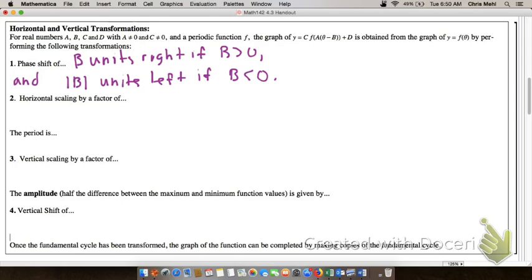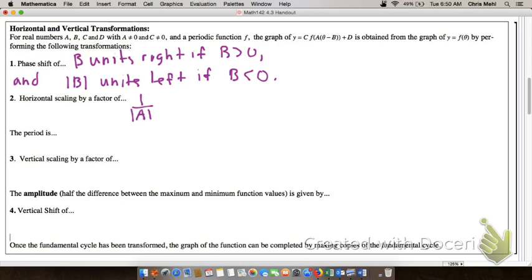Okay, now after you've determined where your fundamental cycle of the transform function begins by considering the phase shift given by capital B, there is a horizontal scaling by a factor of 1 over the absolute value of A. It is possible that A could be negative, so in that case we put the absolute value around A just to do the scaling first. If A is negative, there would also be a horizontal reflection taking place. So the horizontal scaling by a factor of 1 over absolute value of A.